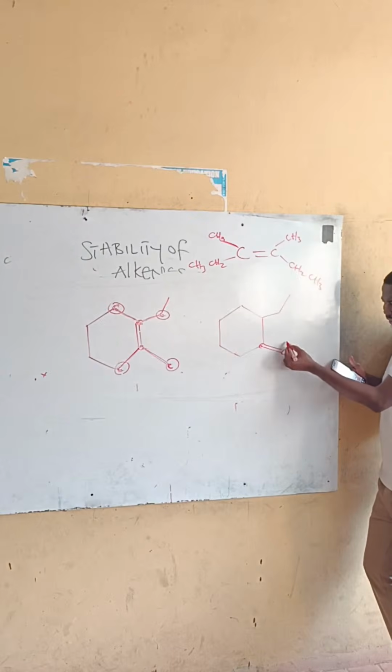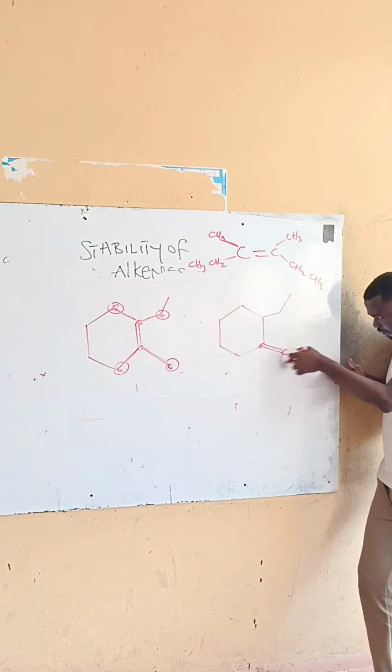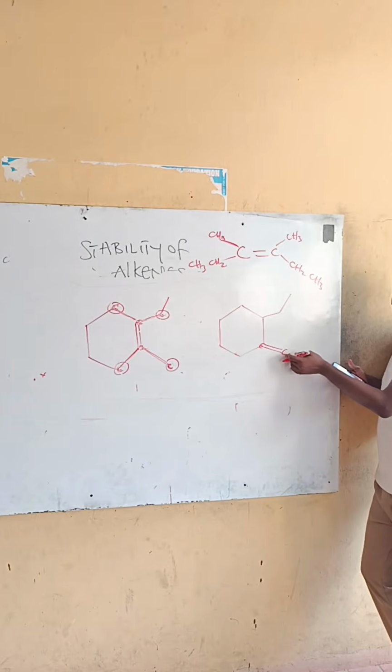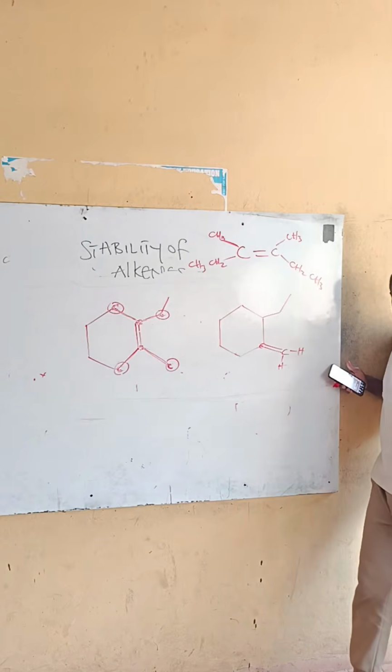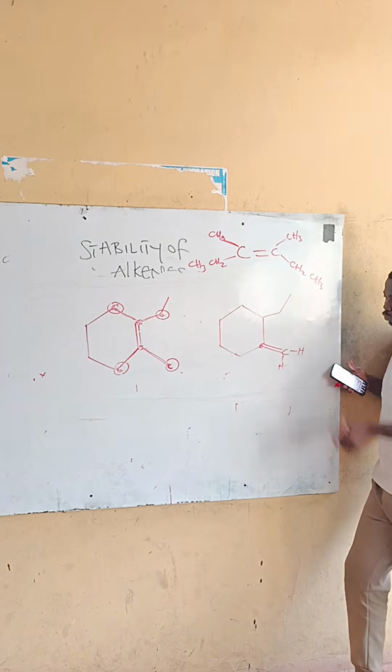Here, I know that this carbon will have hydrogen. What's going to surround this carbon? Because this carbon is not complete, it has 1, 2 carbons. It's going to have how many more hydrogens? 2. 1, 2. Do you agree with me?